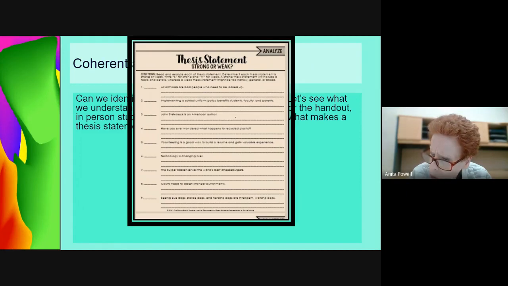Have you ever wondered what happens to recycled plastic? Okay, that might be, in fact, a good thesis statement. You can explain. In fact, it would be. It certainly is a good attention getter.